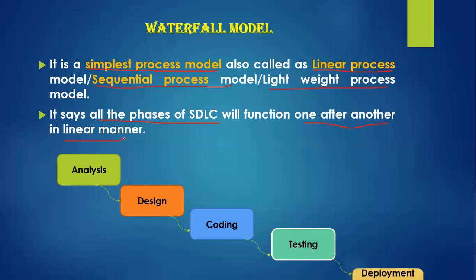Once the testing phase is completed, the deployment and maintenance phase is next. In this phase, the product is released and used by the user, and if any maintenance activities are required, they will be performed in this phase. In this manner, the phases function one after another in a linear manner to implement the product. This strategy is called the waterfall model.